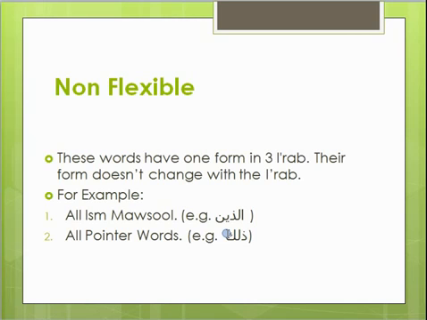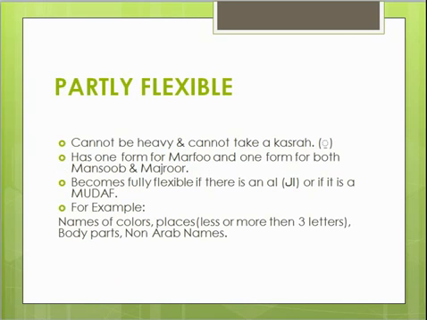Allazina is the same in marfu, allazina is the same in mansub, allazina is the same in majroor. If it's allazina in marfu, it's also allazina in majroor. It doesn't become allazaini, or allazuna. It's allazina in three i'rabs. That is what you call non-flexible. No change with the i'rab. That's all, nothing else. So there are some words that are partly flexible.